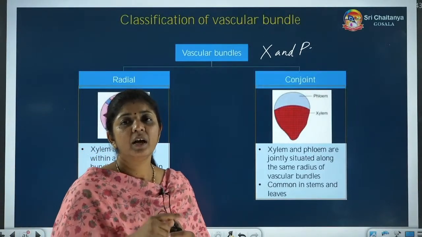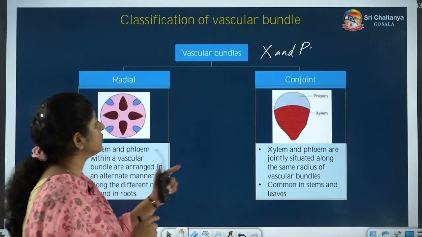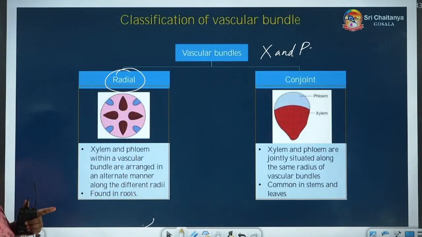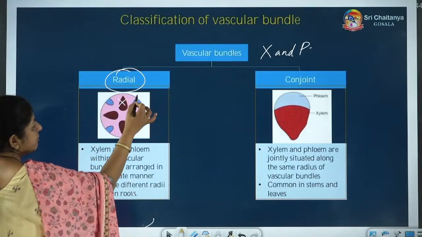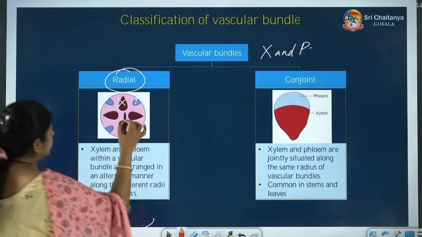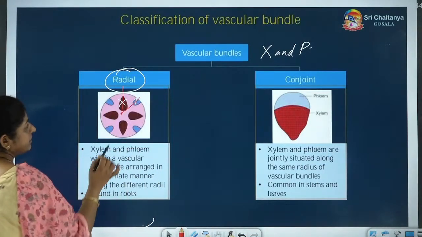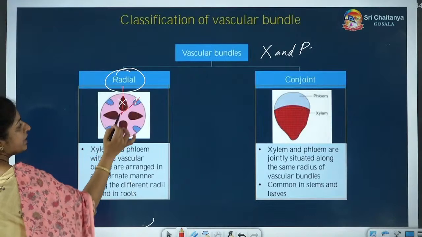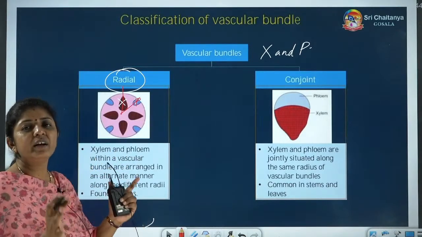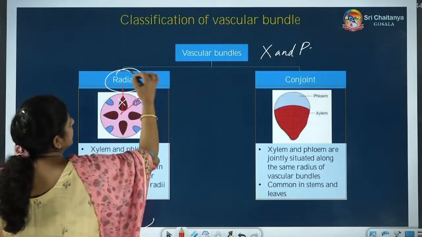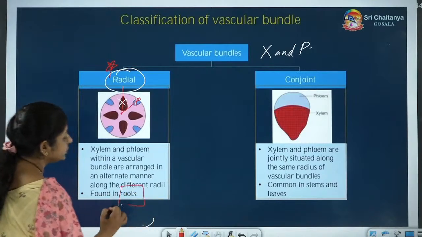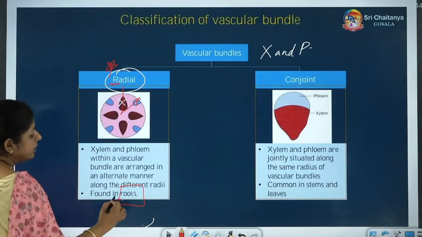Exarch condition. One more condition is there for the roots, that is the radial arrangement of xylem and phloem. When xylem and phloem are on different radii, can you see, this is a circle, these are different radii, such a type of vascular bundle you call a radial vascular bundle, and this is a feature of roots. R for radial, R for roots.